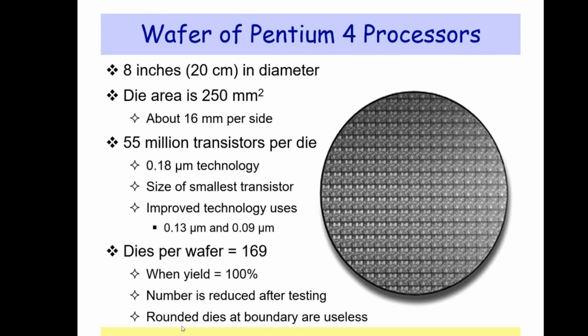Rounded dies at the boundary are useless. Rounded dies means, as you can see, all these corners which are not in a square shape, or whatever die shape you expected is not being met, then all these are useless.